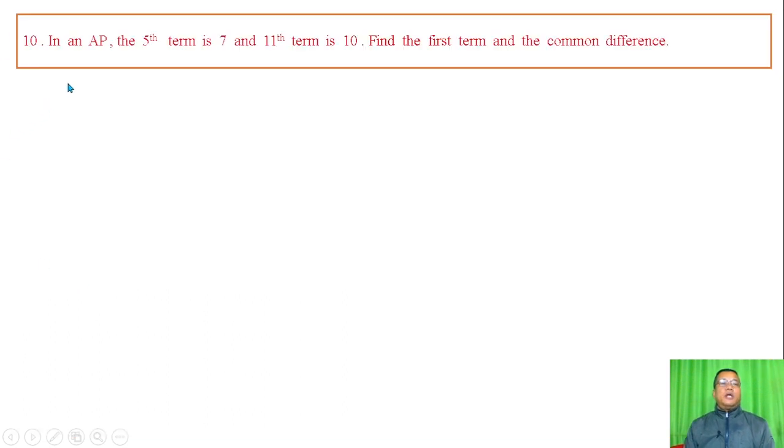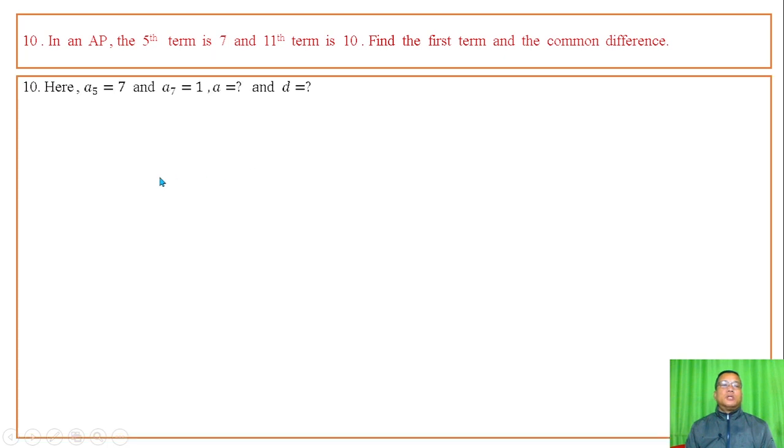Question number 10. In an AP, the fifth term is 7 and the 11th term is 10. Find the first term and the common difference. The fifth term is 7 and the 11th term is 10, and we find the first term A and D.